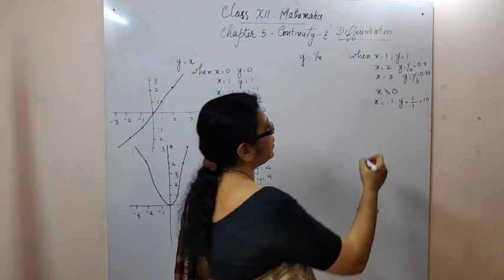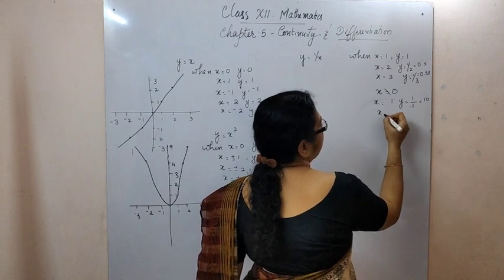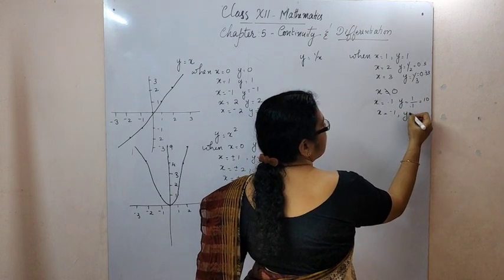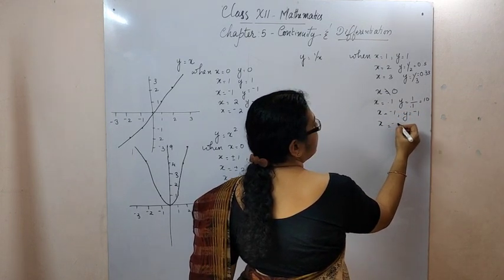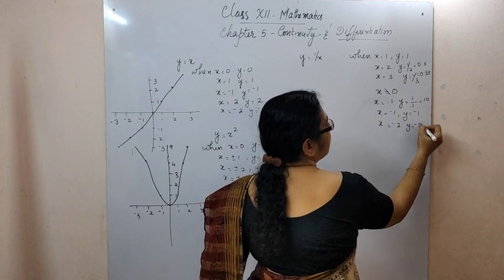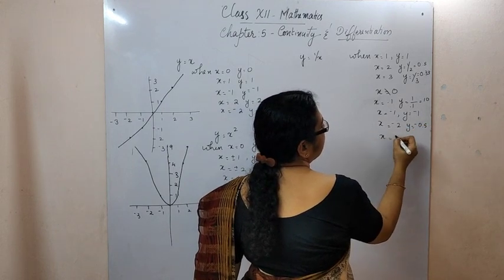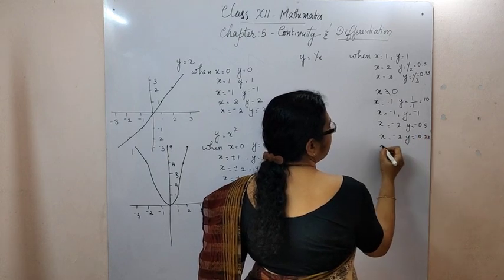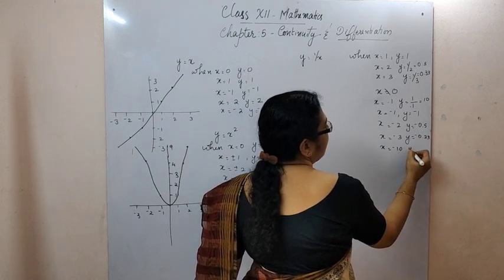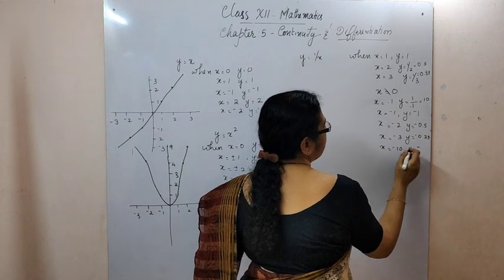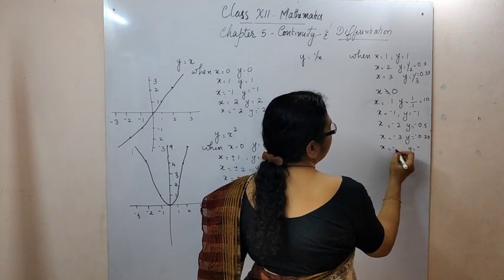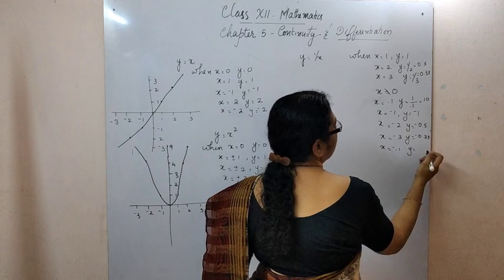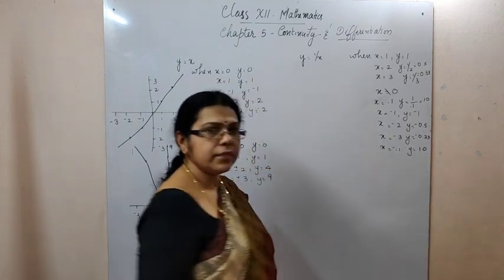Right? Now for all the negative values here, x is equal to minus 1, y is equal to minus 1, x is equal to negative 2, y is equal to negative 0.5, x is equal to negative 3, y is equal to negative 0.33. Suppose x is equal to negative 0.1, y is equal to what? Negative 10. Right?